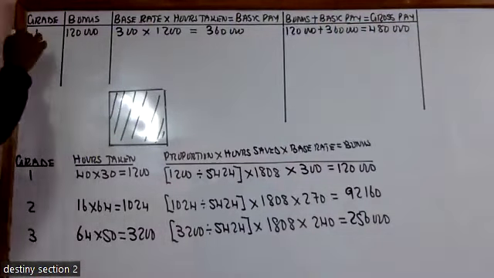Then I come to grade number 3. The bonus is already known to be 256,000. The base rate we know is 240. And the hours we know they are 3,200. So that gives us 768,000.